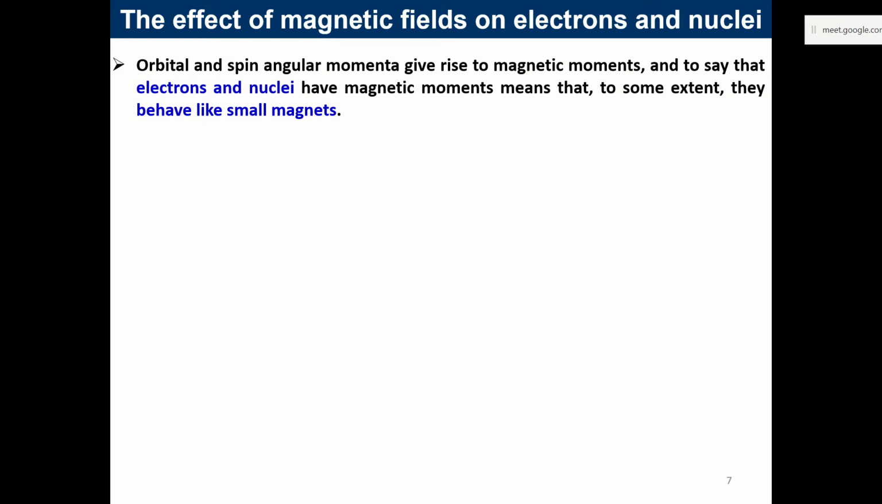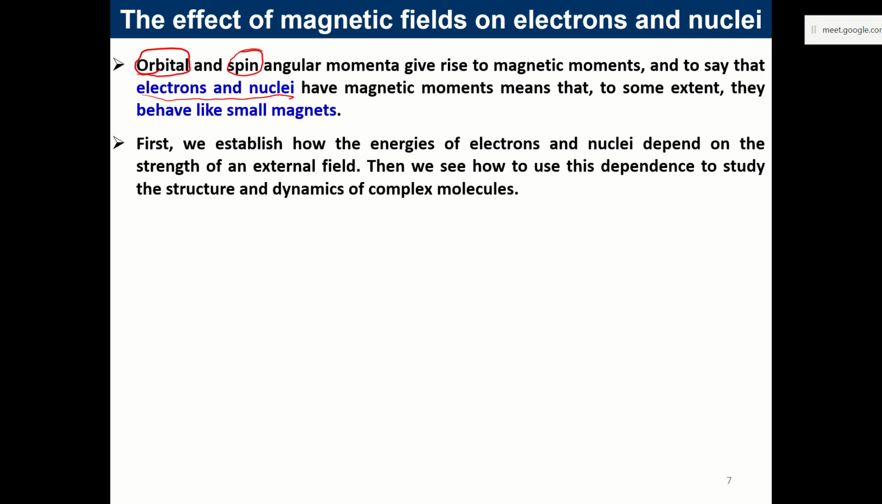So the two things that contribute to this angular momentum are the spin and the orbital motion. Spin was there for both things, nucleus as well as electrons, but orbital motion is only something that we are considering here for electrons. So magnetic moments will arise because of this motion.